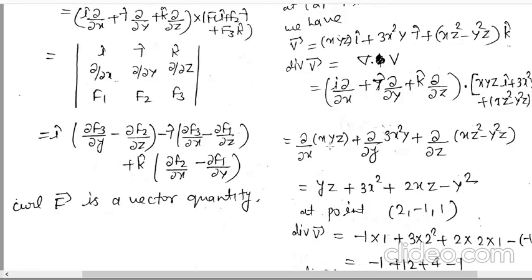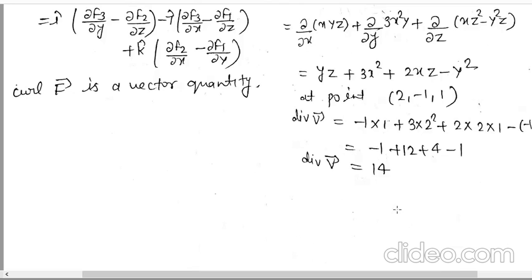With respect to x, so only yz will be here. With respect to y, so 3x square, and with respect to z, so 2xz minus y square. Now at point (2, -1, 1), so write the value of xyz here. So your final answer is 14, right? So divergence of v vector is equal to 14.